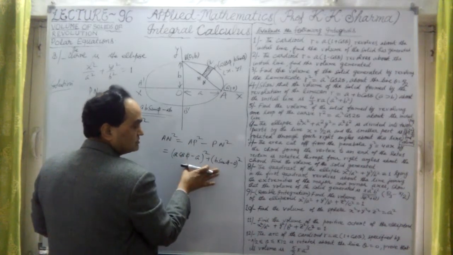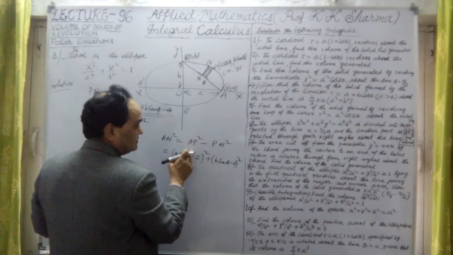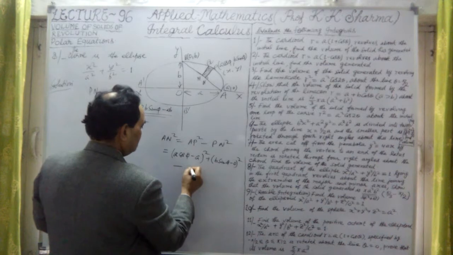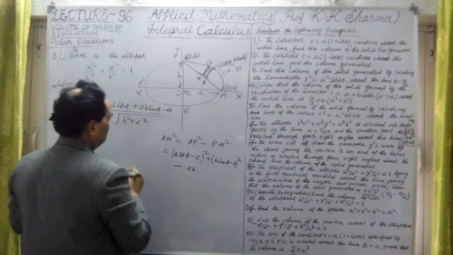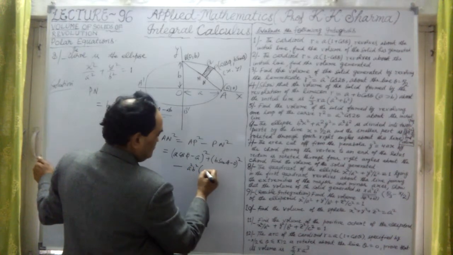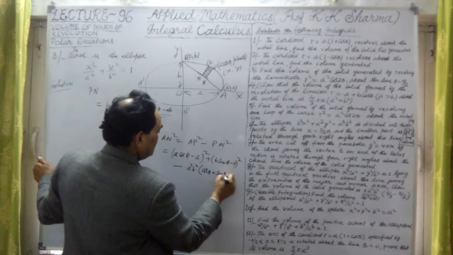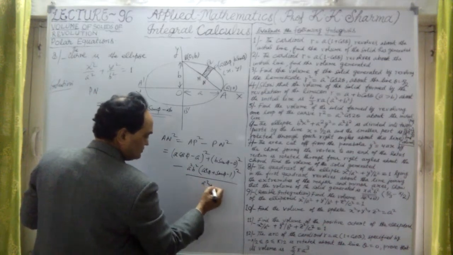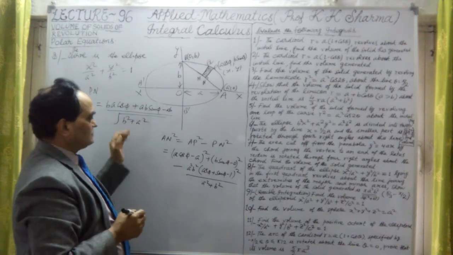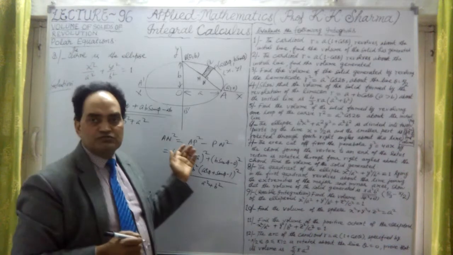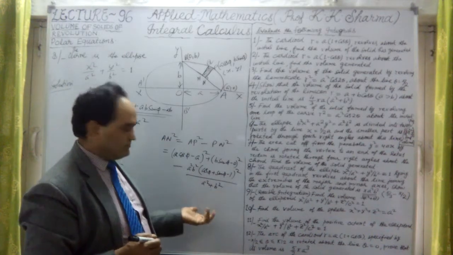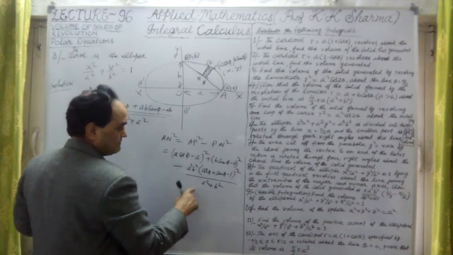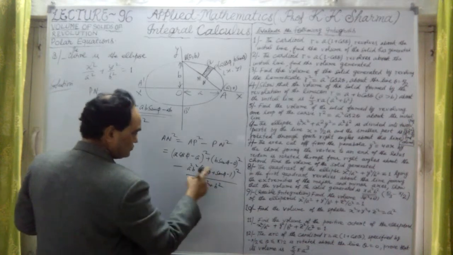This is the square of the distance between two points, AP square, minus PN square, and PN is this value. If I square it, it gives a square b square, and if I take common from all, it is a square b square into cos phi plus sin phi minus 1 whole square divided by a square plus b square whole square, because the square root cancels out when I square the denominator. The root of a square plus b square or b square plus a square doesn't matter, they are constants, so I write a square plus b square. This is the value of this equation.